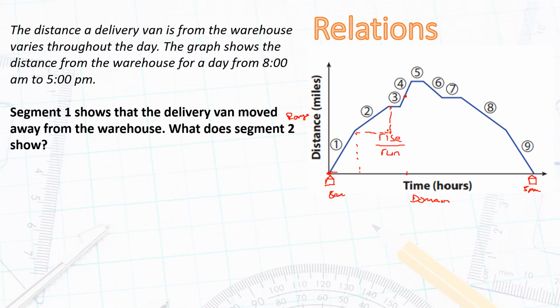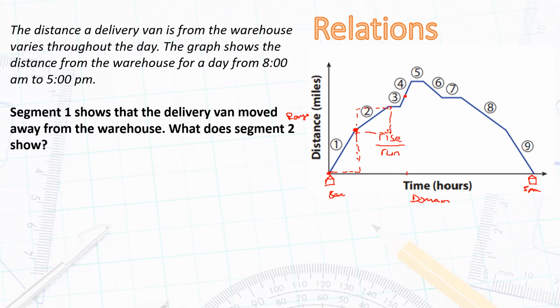in 1, it traveled a greater distance in a shorter period of time. In 2, it traveled a smaller distance, so the vertical part is smaller, in maybe a similar amount of time. So we would say segment number 2 shows that the van had a steady speed for that first hour, we'll call it, or whatever unit of time that is, but then it had to slow down. So it was covering less distance in the same amount of time, which means that its speed has dropped.